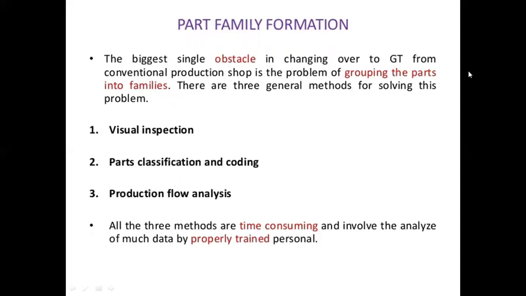So coming to the part family information, how can you divide the parts into various groups? That means how the grouping can be done. We have three different methods for that. The first one is visual inspection. The second one, parts classification and coding. The third one is production flow analysis.